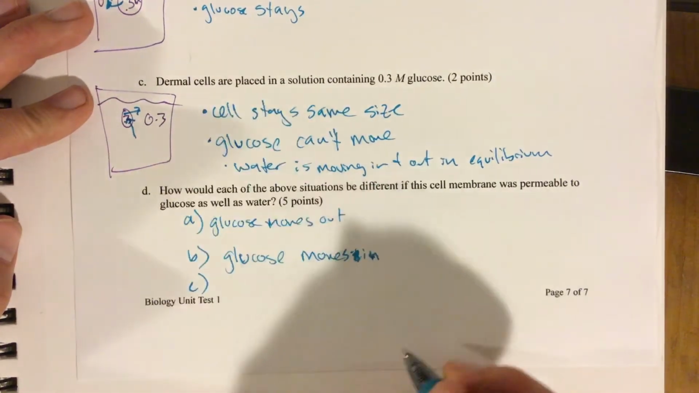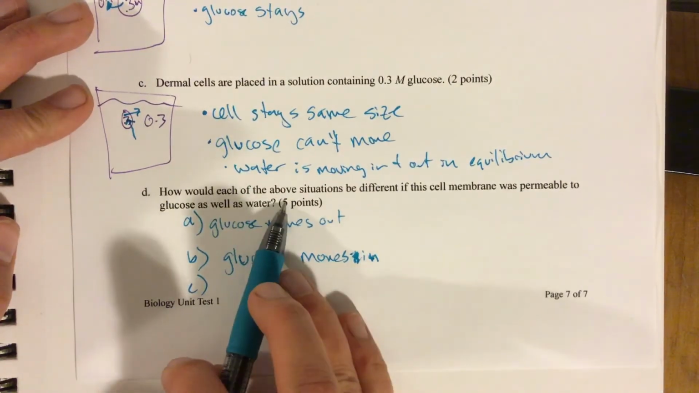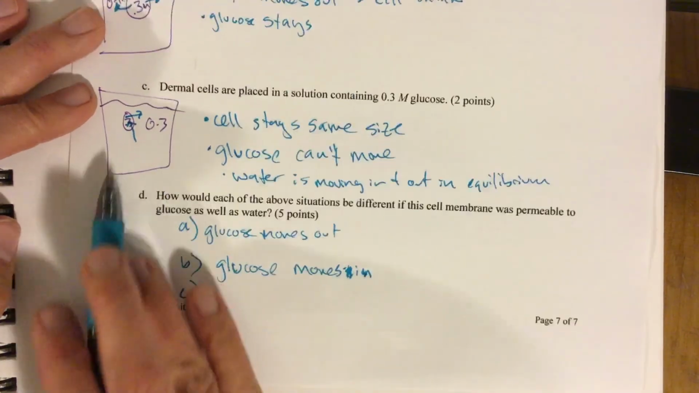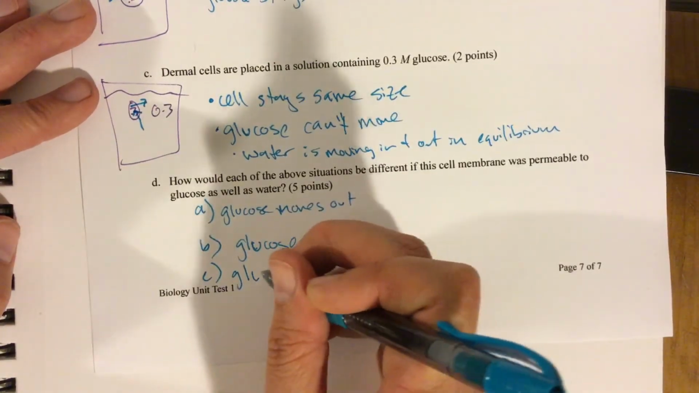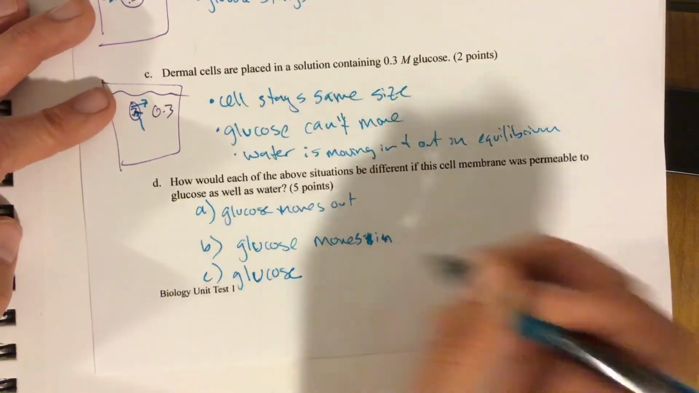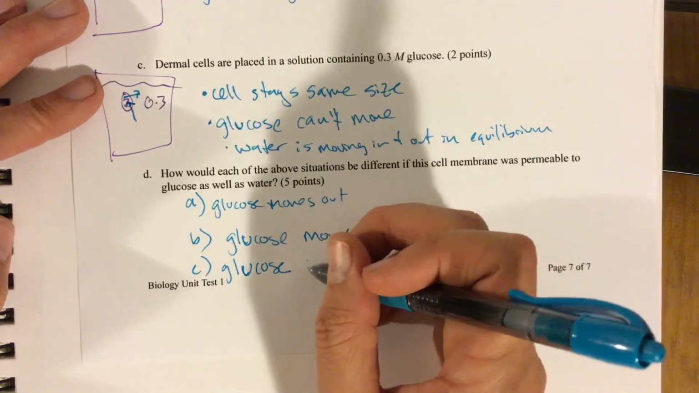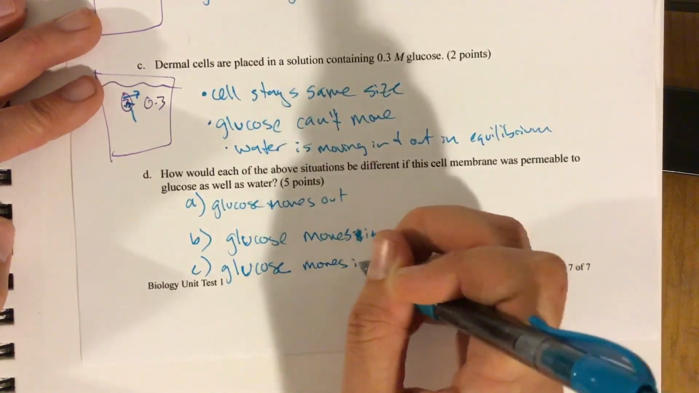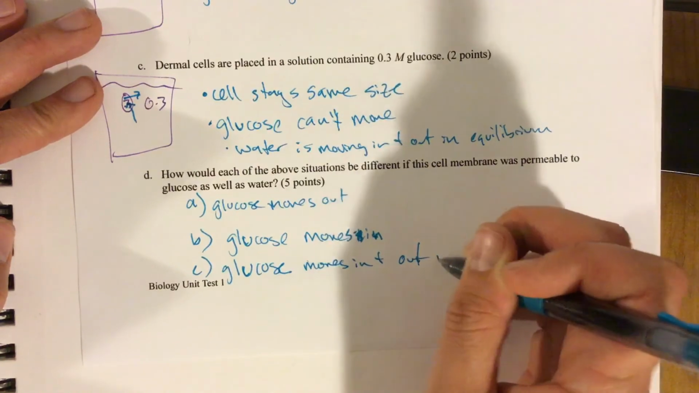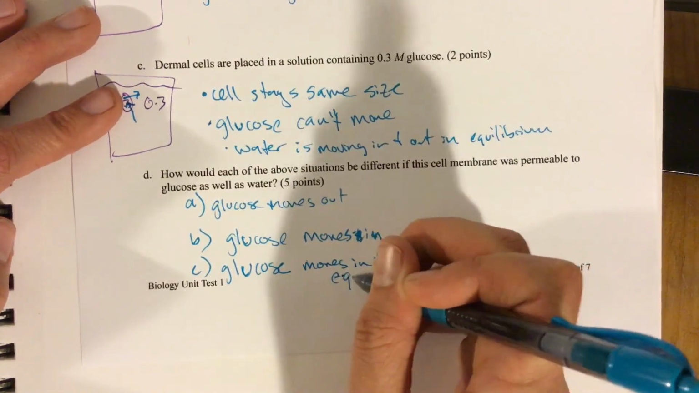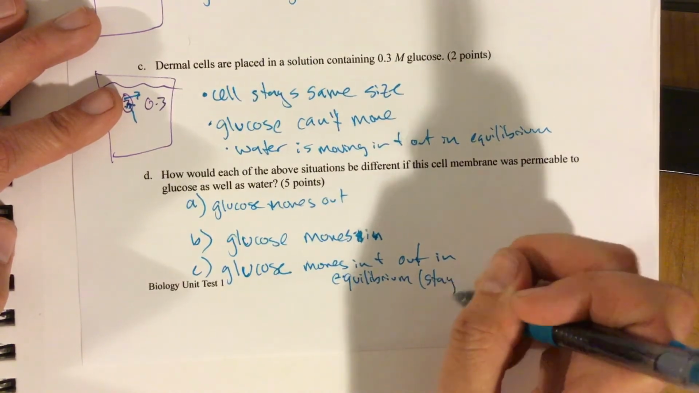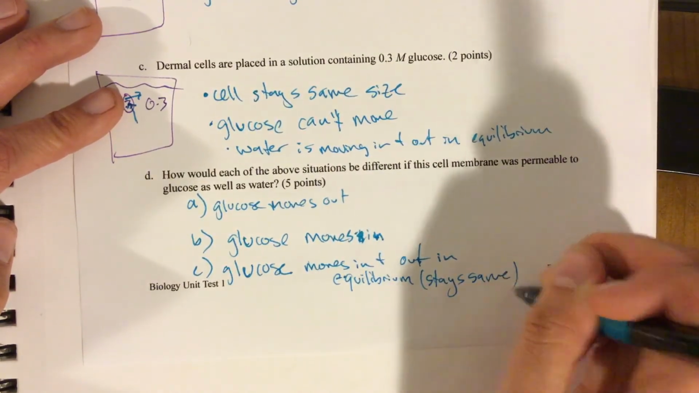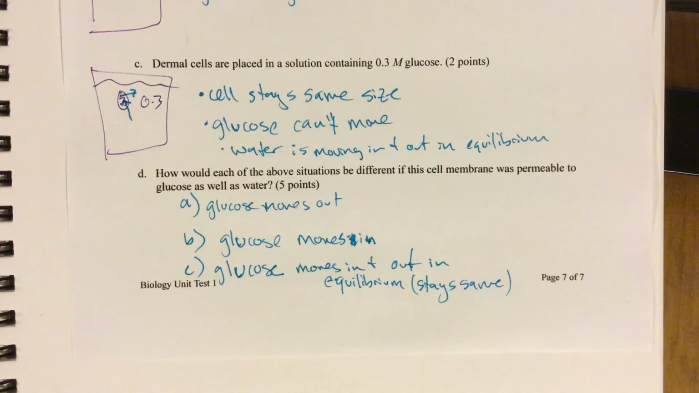So, same thing here with the glucose. If glucose could move, which is what's happening in this one, again, since it's the same concentration inside and out, the glucose would be in equilibrium, and it would look like overall it stays the same. So, moves in and out in equilibrium, or stays the same. It really looks like it's not doing anything when it's actually in equilibrium.